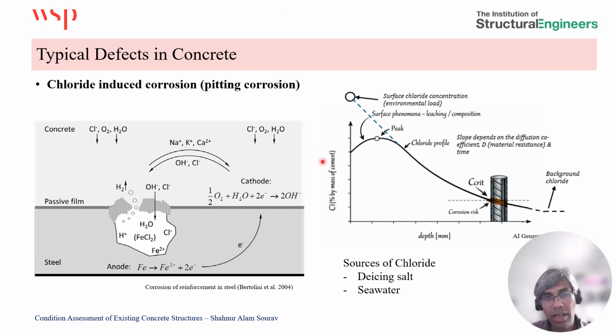This is a typical chloride profile that we usually see in structures under ideal conditions. The slope of this curve will depend on the diffusion coefficient, which is a material resistance, and also on time. Once a sufficient level of chloride reaches the reinforcement level, we call this the critical chloride content. The reinforcement will start to corrode.